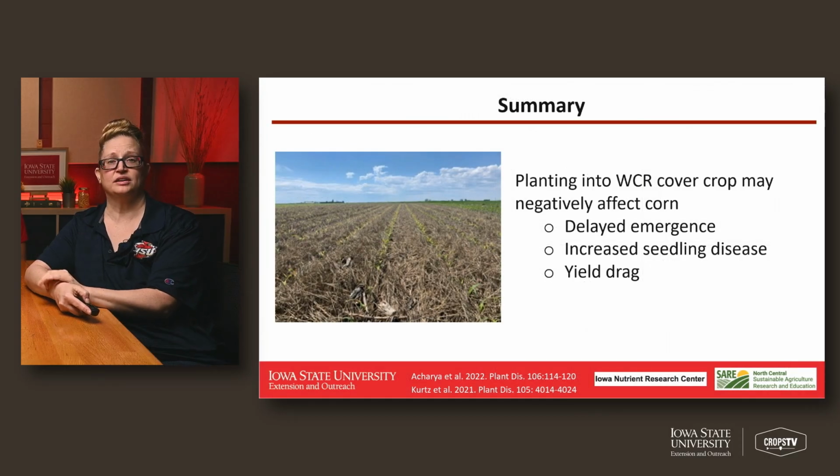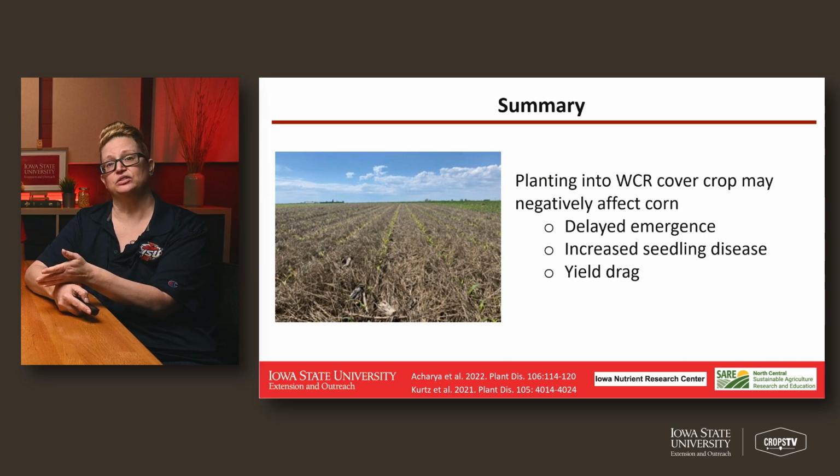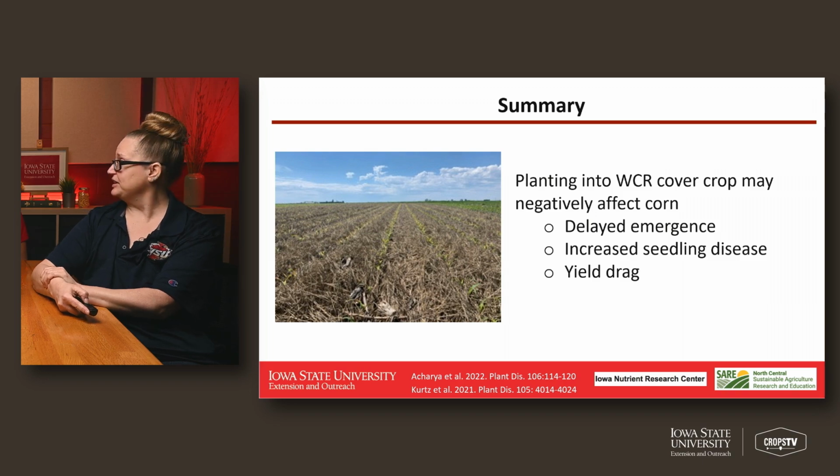Okay, to summarize this project, what we found was that planting into a winter cereal rye cover crop may negatively affect corn performance. That can be due to delayed emergence, increased seedling disease, or yield drag, especially if producers are thinking of planting into a green cover crop. So are there any questions about that?